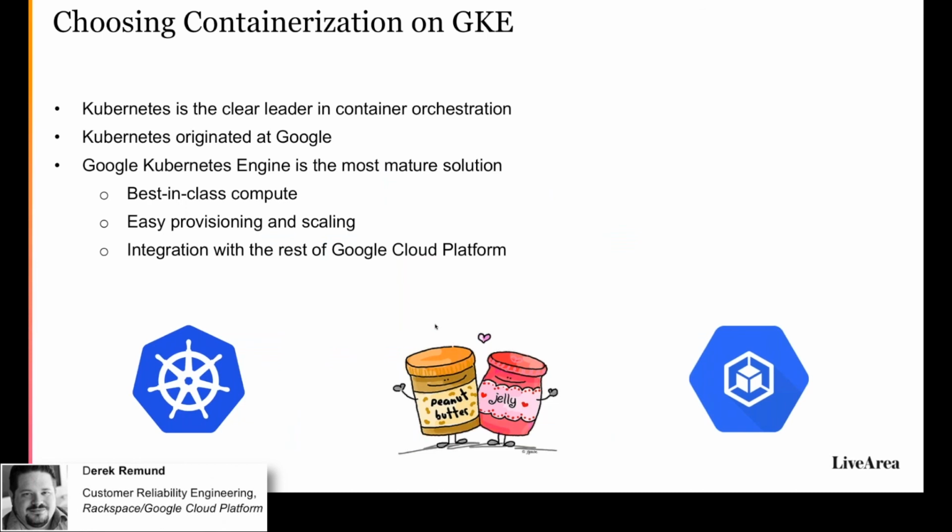So for the purposes of this demo, we're doing it on Google Kubernetes Engine. The reason we chose that is that Kubernetes, being the market leader orchestration engine, also originated at Google. So GKE, Google Kubernetes Engine, gives us an as-a-service platform on which to run our Kubernetes workloads. It's a very mature solution, so that gives us access to best-in-class compute capabilities on the underlying systems from Google, as well as easy provisioning and scaling, and it also integrates really well with the rest of GCP. So you'll see in the demo all the nice monitoring and scaling capabilities that using Google Kubernetes Engine to run these workloads gives us out of the box.